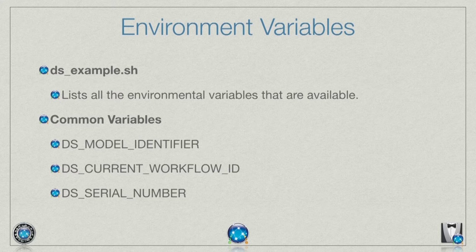There's a DS example shell script that comes with DeployStudio that lists all of the environmental variables that DeployStudio sets at runtime. So if you ever need an idea of what is set and what's available, you can just quickly run this in a workflow, and it'll dump it all out to the logs on the screen for you.